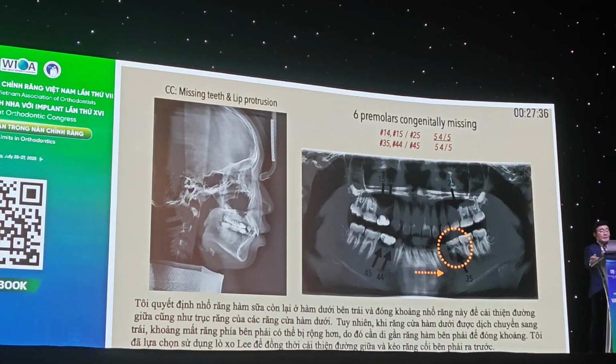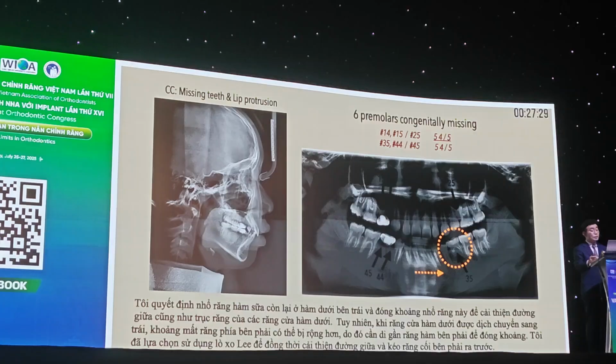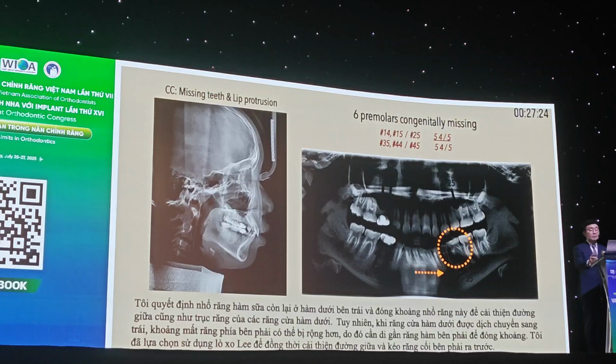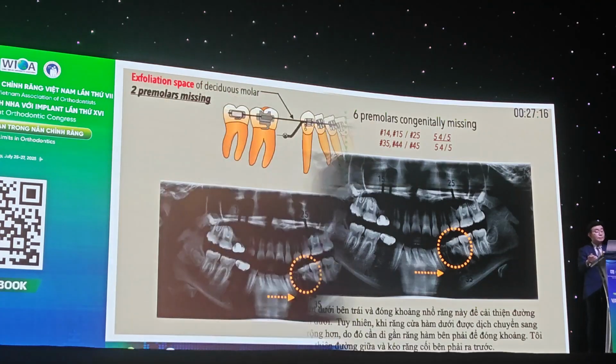However, if the mandibular incisors are shifted to the left, the space on the right will further widen, necessitating the forward movement of the right molars to reduce the remaining space. I opted to employ the lead spring to simultaneously improve the midline deviation and move the right molars forward.